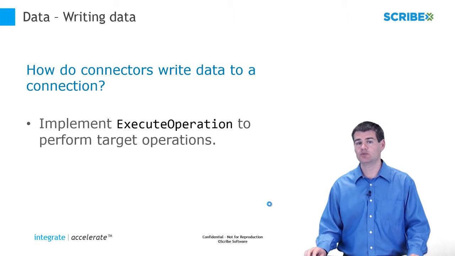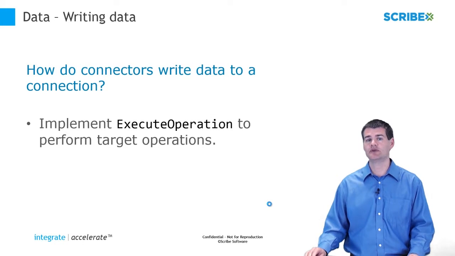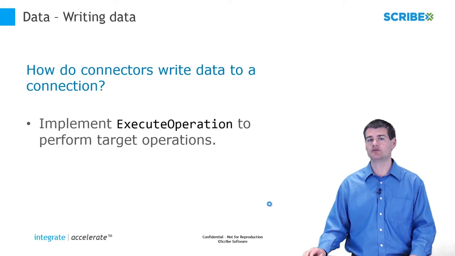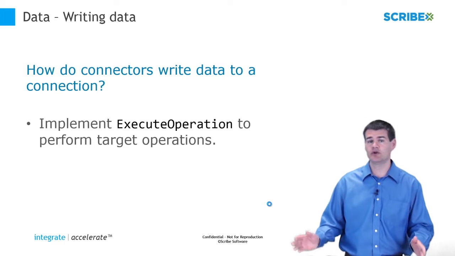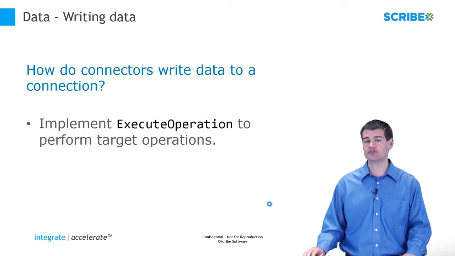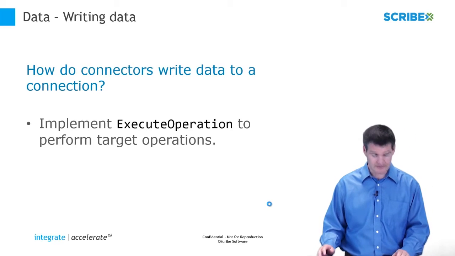So in the last section, we implemented the reading part of data, so execute query, and we returned a single row. We also demonstrated that execute operation was not working and had not been implemented. Now we're going to go implement writing data. So that's the execute operation method. I'll go back into Visual Studio.